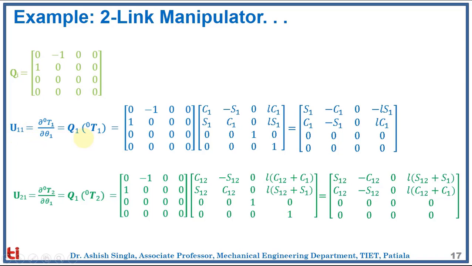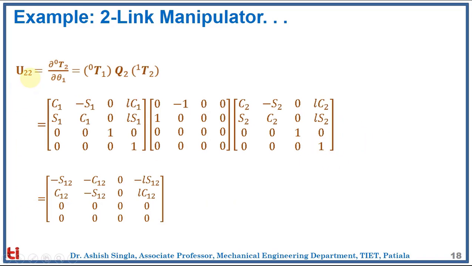U11 is given by this expression, which is nothing but the partial derivative of the transformation matrix with respect to θ1, and it is given by this matrix. Similarly, we find U21 and U22.